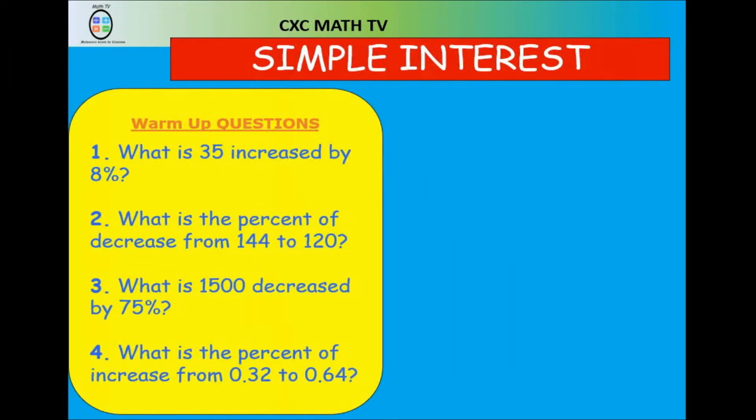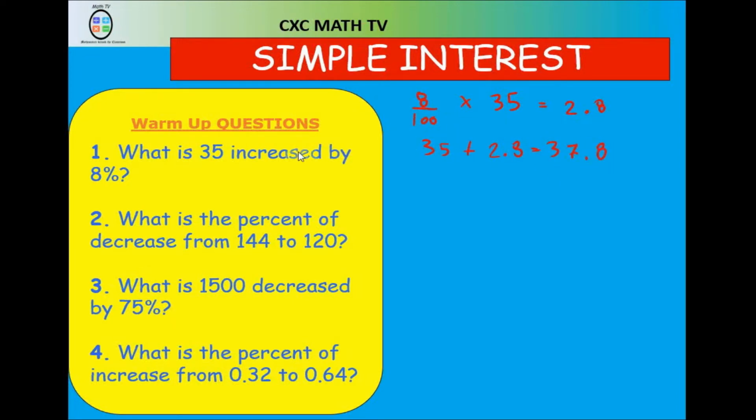Alright, so as you pause the video, let's go through them. So the first one, 35 increased by 8%. Now, if it's increased by 8%, many persons would like to do it this way. They might find 8% of 35, and 8% as a fraction is 8 over 100 times 35. You put that into your calculator and you get 2.8. And so then you might say it's going to be 35 plus 2.8, and that gives you 37.8.